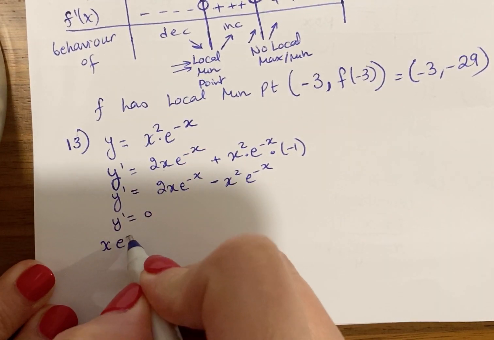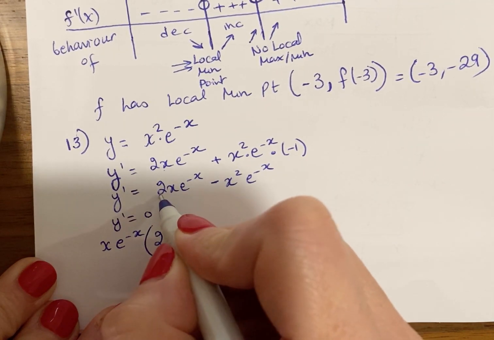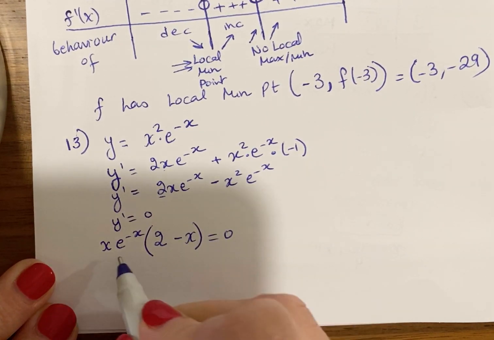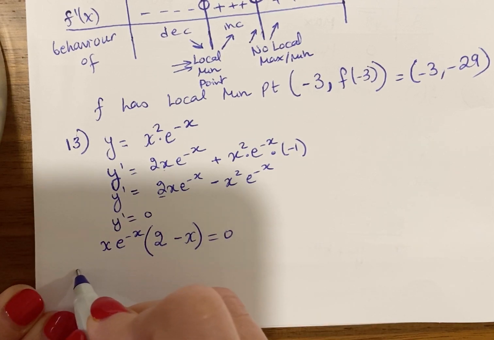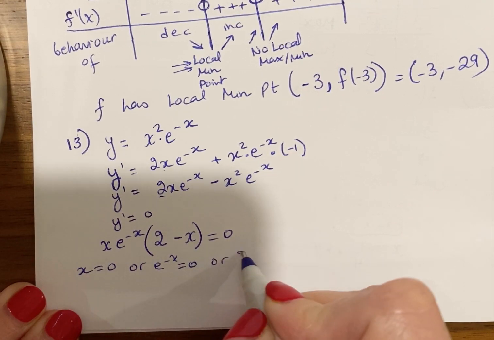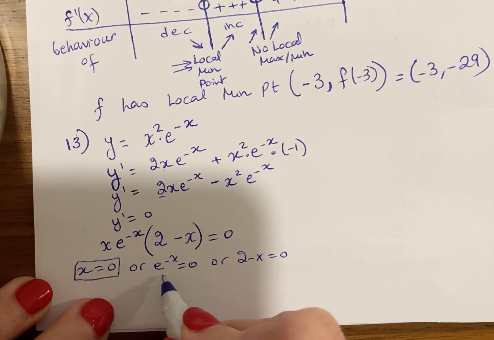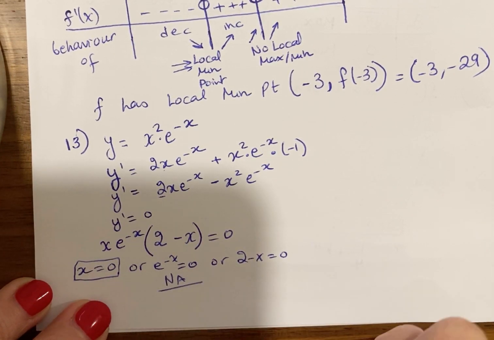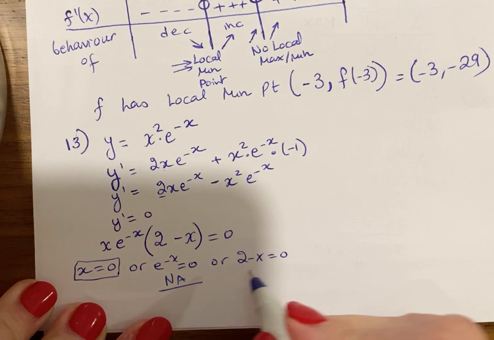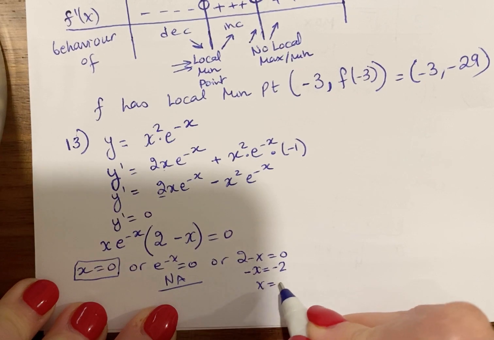And x, so what's the common factor? x e to the minus x. What do we have left? 2. x e to the minus x, we're left with 2 minus x. We want to solve this equal to 0. See, this is easy now when it's factored. For this to be equal to 0, either x is 0, or e to the minus x would be 0, or 2 minus x would be 0. x equals 0, solved already. e to the minus x can never be equal to 0. Why? Because exponentials are always greater than 0. They are never equal to 0. And 2 minus x equals 0 means minus x equals minus 2, which means x equals 2.